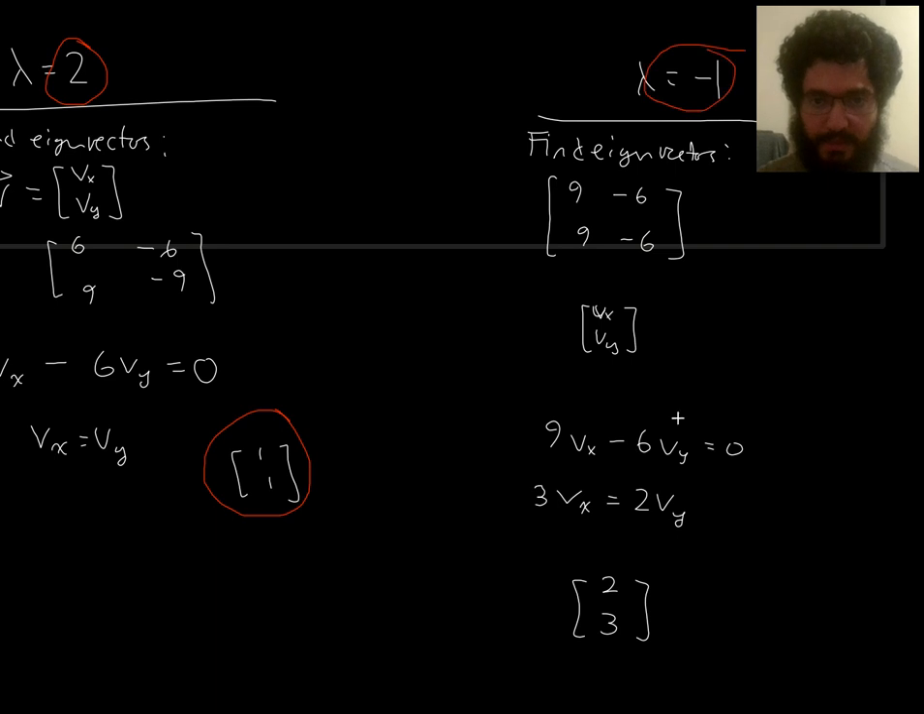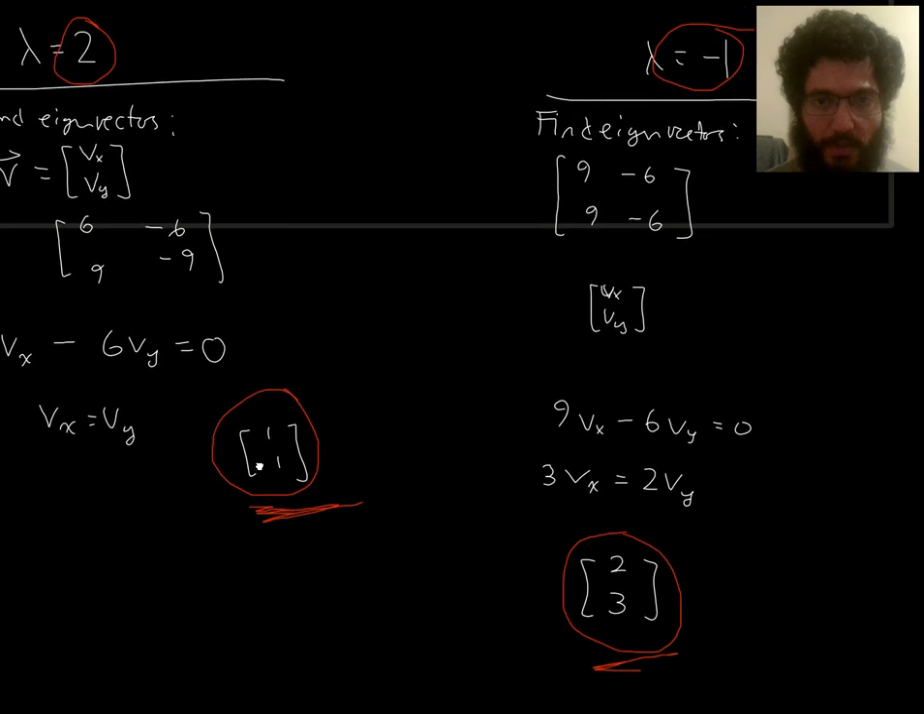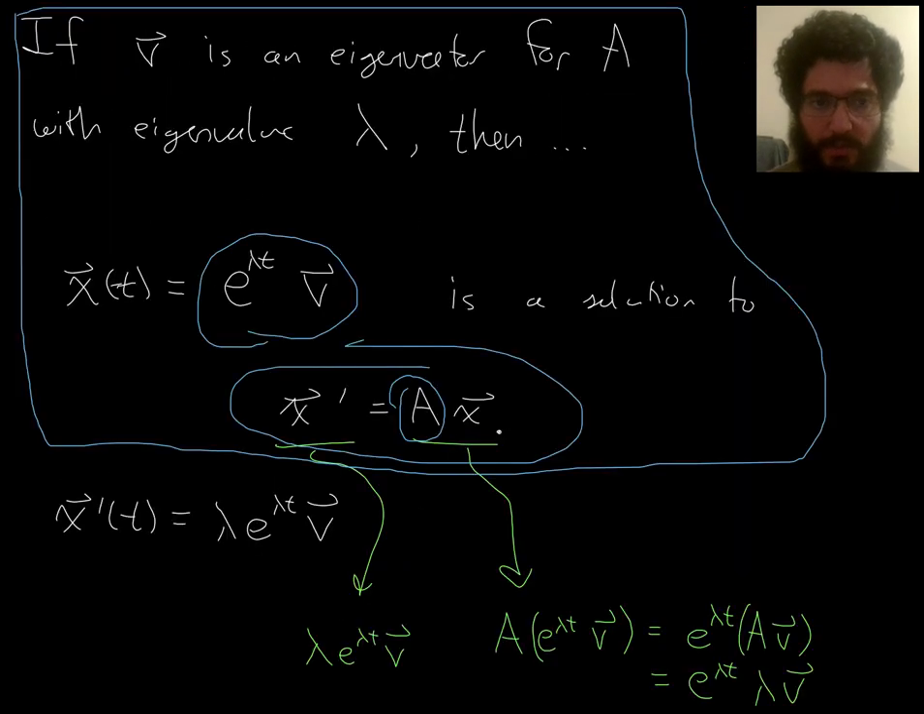It's this and this. And as I promised earlier, these did end up being linearly independent. Alright, so how does this lead to a solution to the differential equation? Well, here comes that principle from earlier.